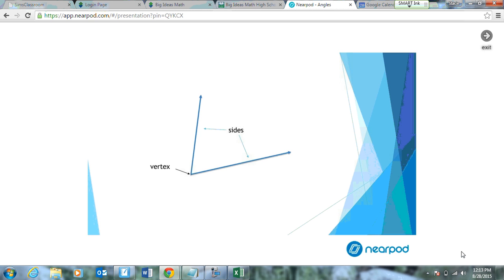All right, so in your notes, you want to include the fact that an angle is made up of two rays that share the same endpoint. Those rays are called the sides of the angle. The endpoint is the vertex of the angle.